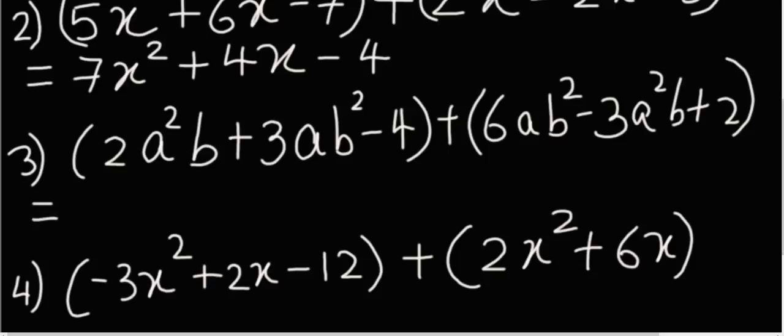Now this is a little bit complicated, so you have to be very careful about which are the like terms. 2a square b, and the like term here is 3a square b. So just marking it down helps you to know the like terms. So positive 2 and negative 3 is negative 1. You can just put the coefficient as negative 1, or you don't even have to put the coefficient since it's negative 1. You can just write negative a square b. Then here 3ab square plus 6ab square, which is 9ab square.